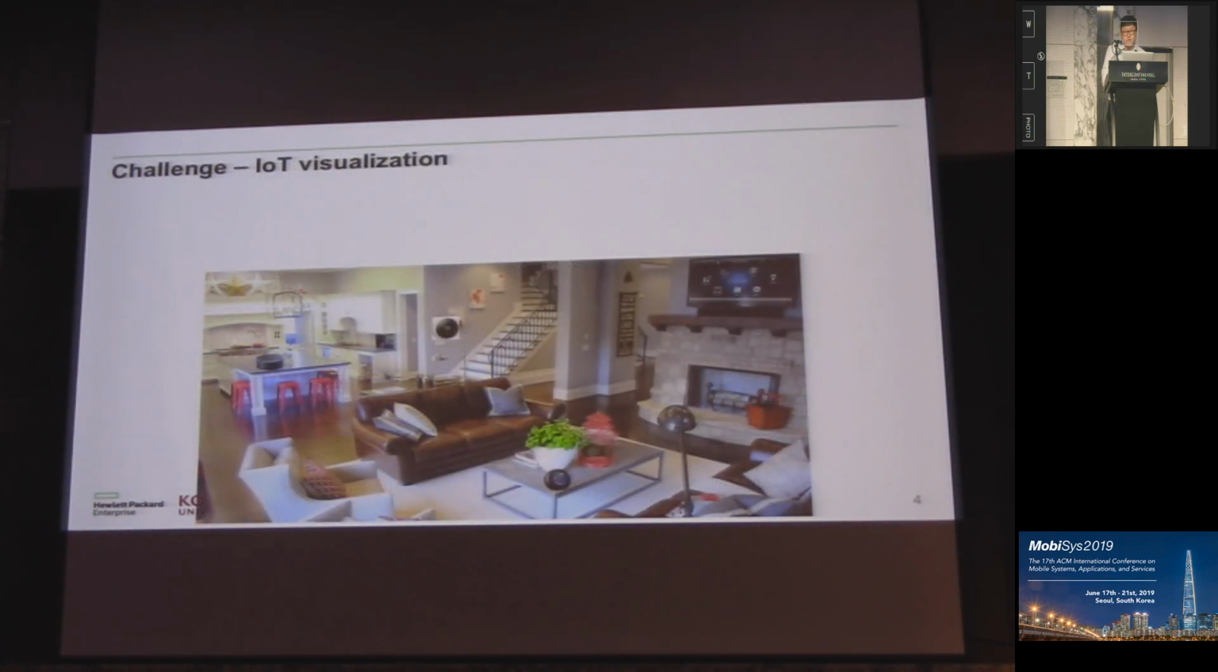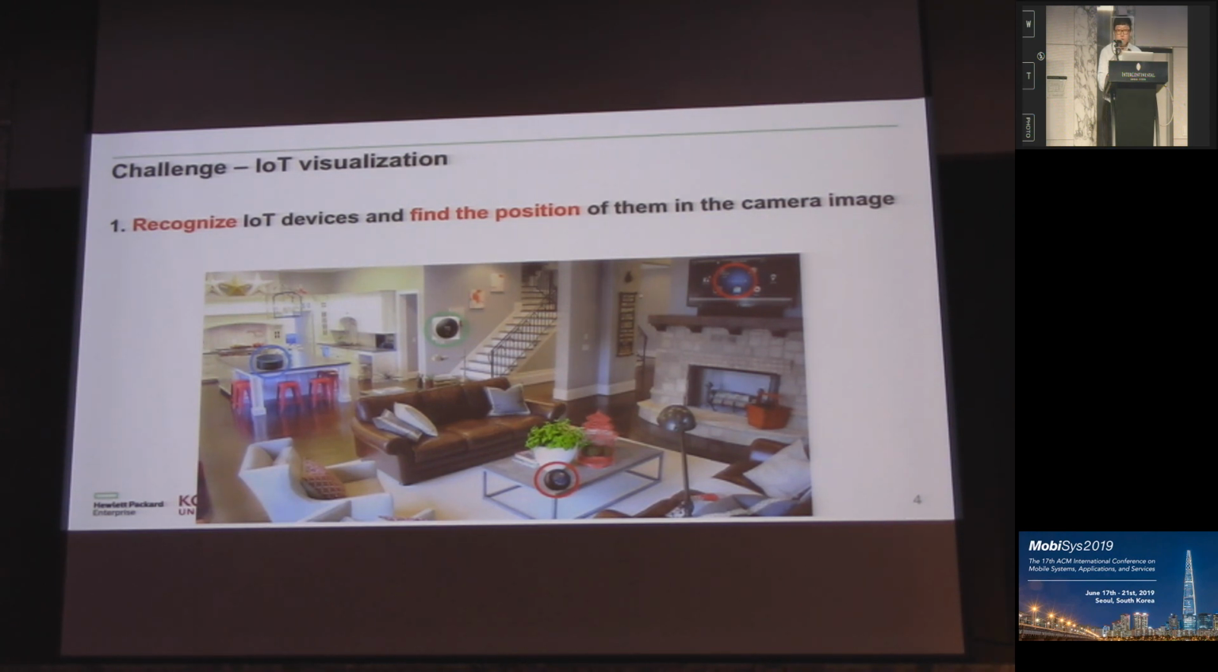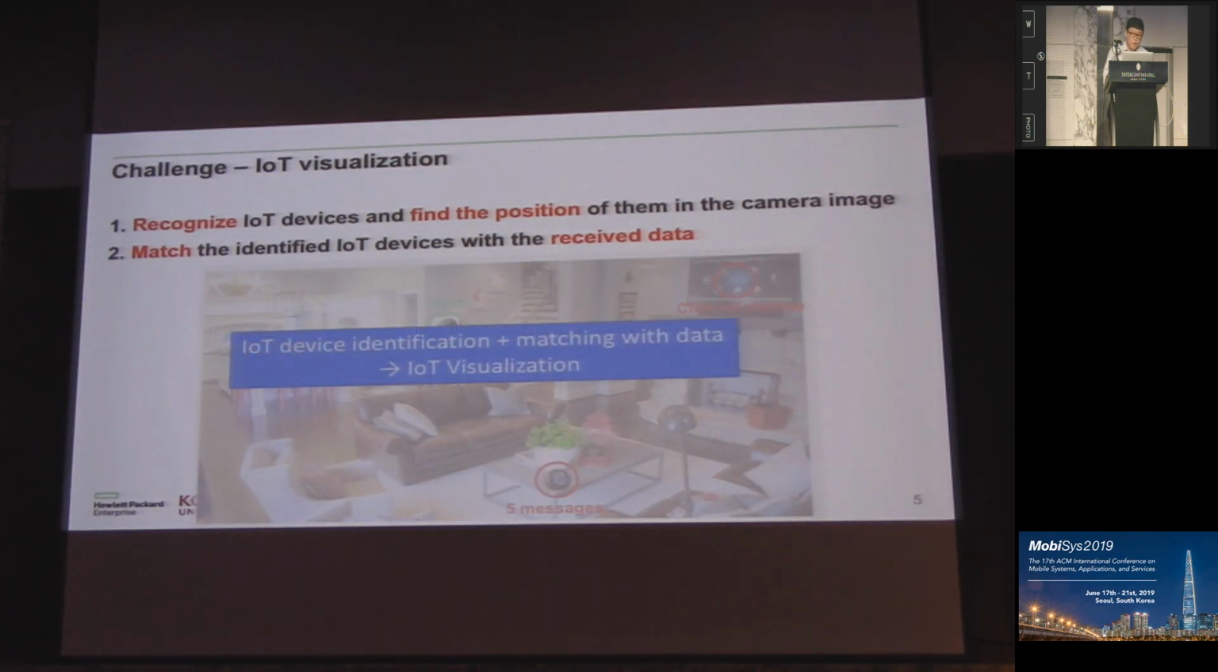Although IoT with AR is conceptually great, so far there has been no particular technique to enable it. The main challenge is that it is difficult to localize an IoT device within the camera image and visualize data on top of it, which we define as IoT visualization. The two requirements for IoT visualization are: first, we need to recognize IoT devices and find their location in the camera image. Second, we should match the ID of the wireless data being sent with the recognized IoT device. So we define such IoT device identification plus matching with the data as IoT visualization, which is the main problem that we try to solve in this work.